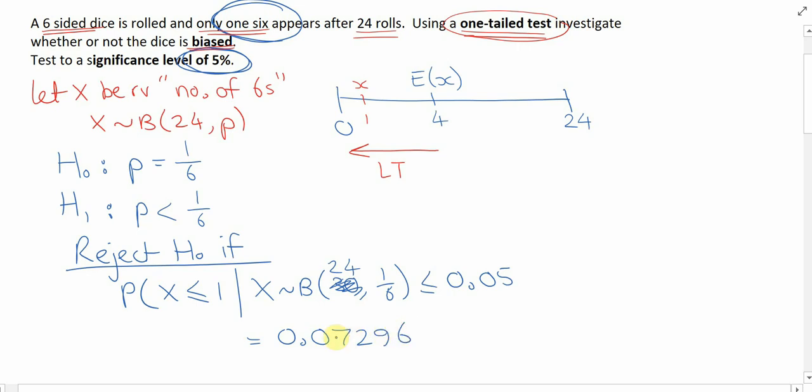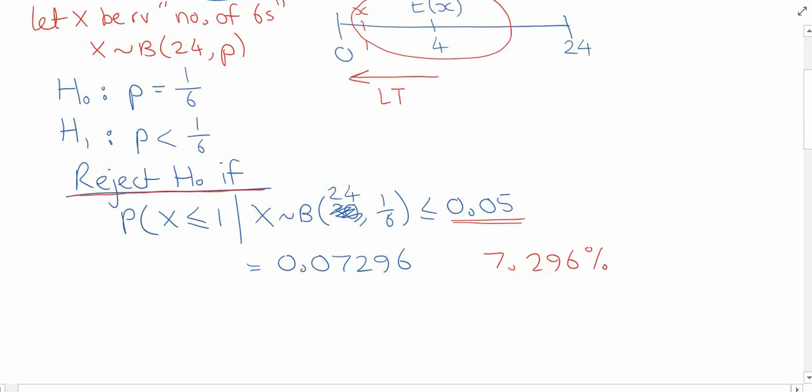Okay, so what is that percentage? That is 7.296%. So what we're saying is there was a 7.296% chance of only getting 1 six from 24 results. So what we're actually going to say is that is in that area of probability. Remember, we're only going to reject H0 if it was lower than a 5% chance of happening. So we are accepting H0. So therefore, we accept H0.